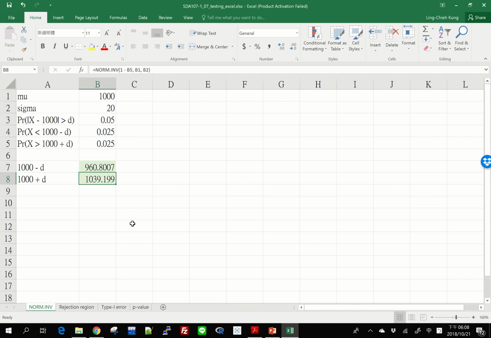So that's why this is 960.8. For the second one, it's just the same. I still have the same normal curve, but now I'm looking at the right tail probability to be 2.5%. That means my left tail probability should be 97.5%. So I take 1 minus B5 to get that 97.5%, and put that into this normal inverse function. That's how I get 1039.2.